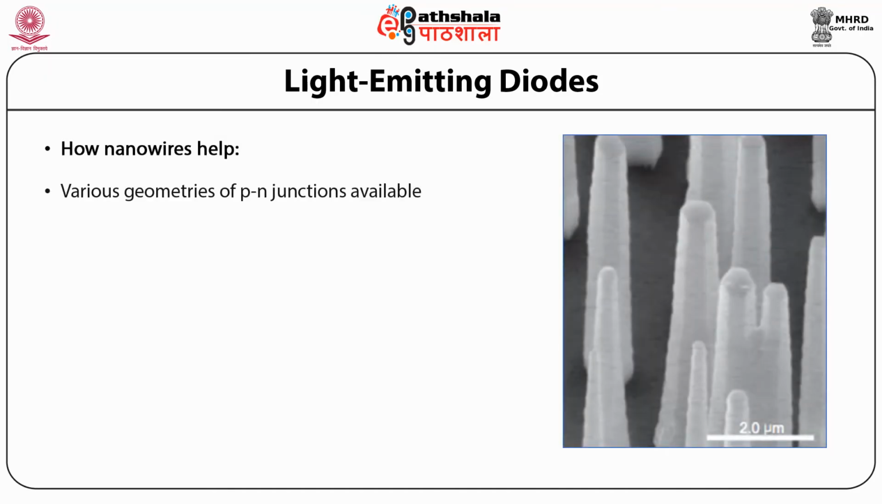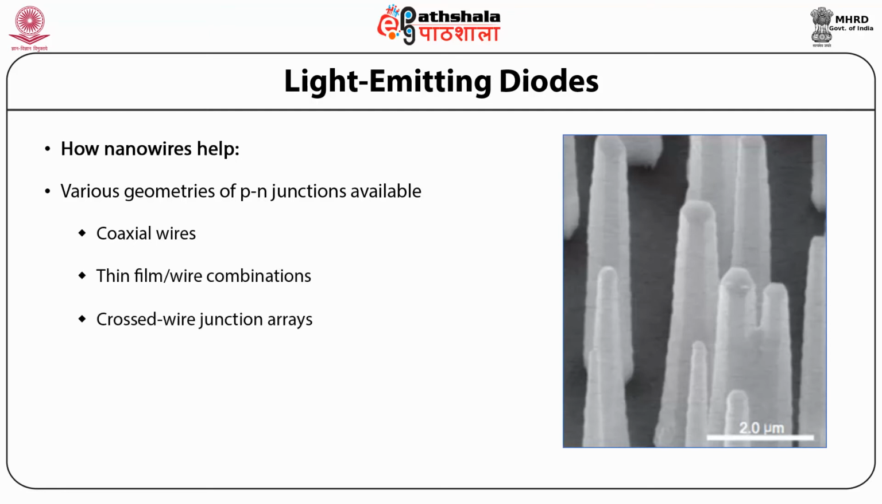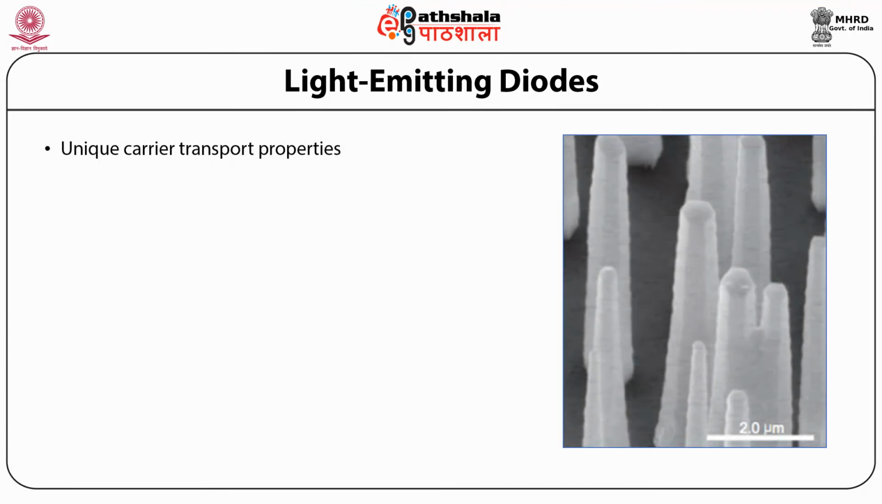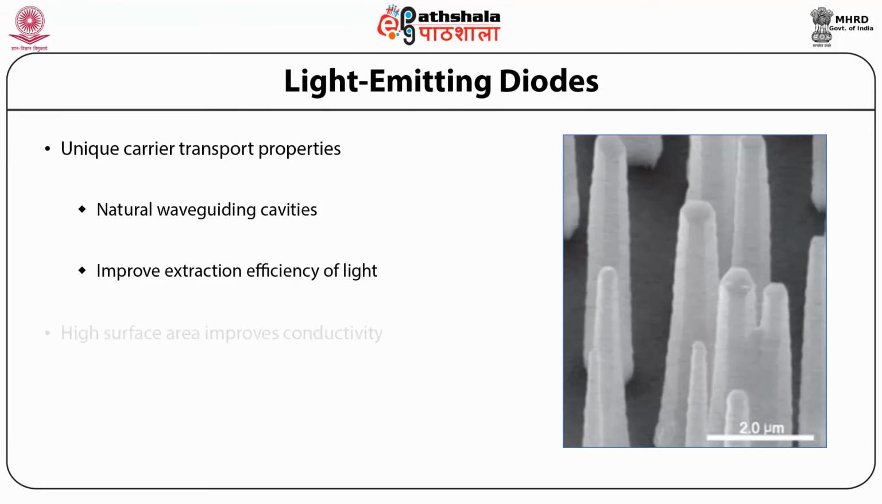Firstly, various geometries of PN junctions are available: coaxial wires, thin film wire combinations, crossed wire junction arrays, unique carrier transport properties, natural waveguiding cavities, which improve the excitation or the extraction efficiency of light. And the third advantage is that they have high surface area which improves the conductivity.